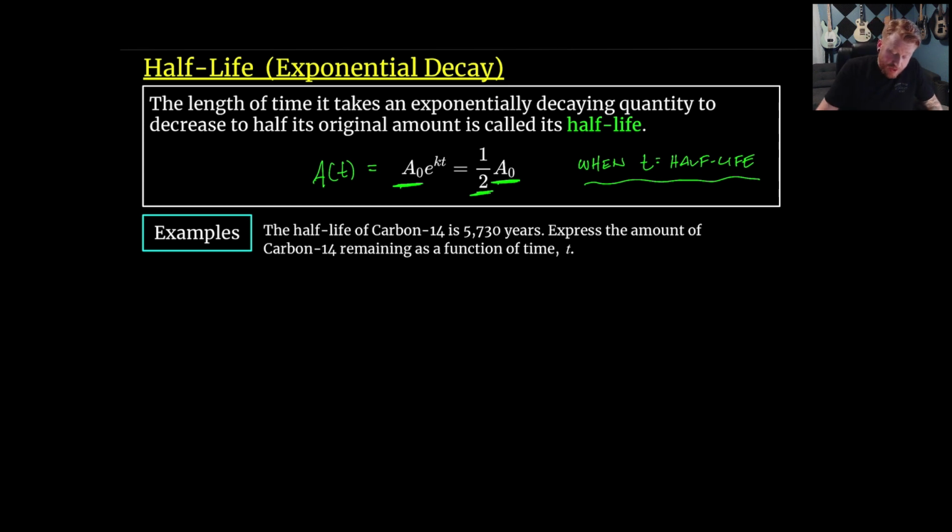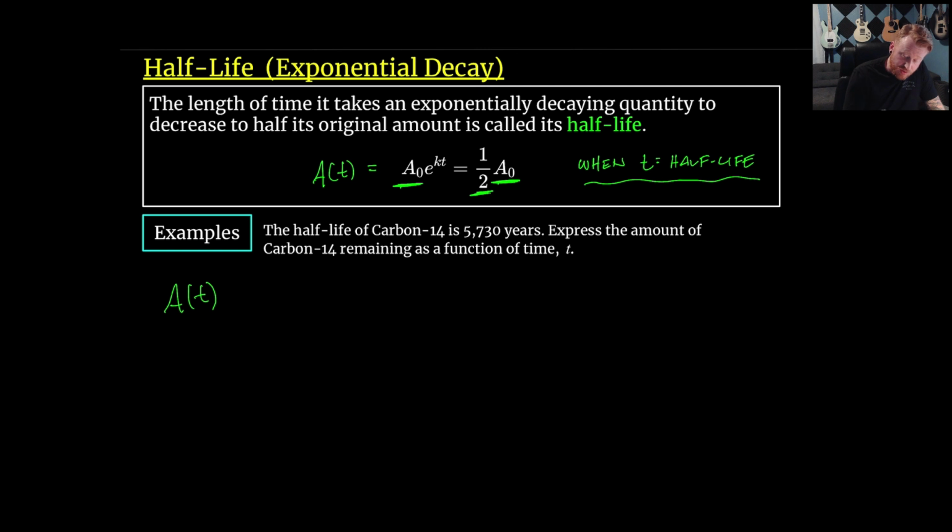So we will look at this next example to use what we know about half-life in this relationship. It's telling us that the half-life of carbon-14 is 5,730 years. You'll see that number pop up a lot if you're dealing with carbon-14. So we want to express this amount as a function of time. This is essentially asking us to find the formula, the amount at time t of carbon-14.